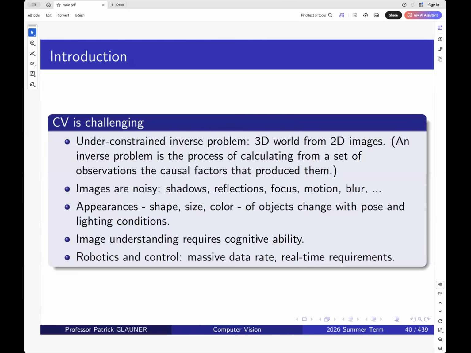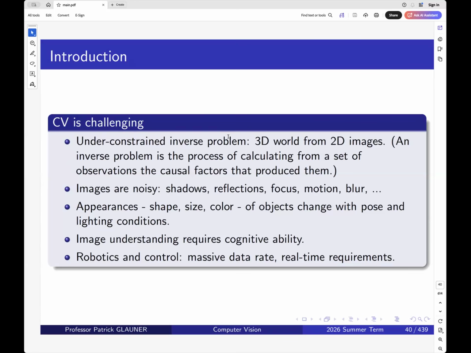We also need some cognitive ability for image understanding, and computer vision becomes even more challenging if we connect it to robotics and build robot vision systems, because there's a massive data rate, 20 to 30 images per second, so there are real-time requirements. But if you build a robot vision system, that's also very rewarding because we actually have something that keeps moving and interacting with the environment.